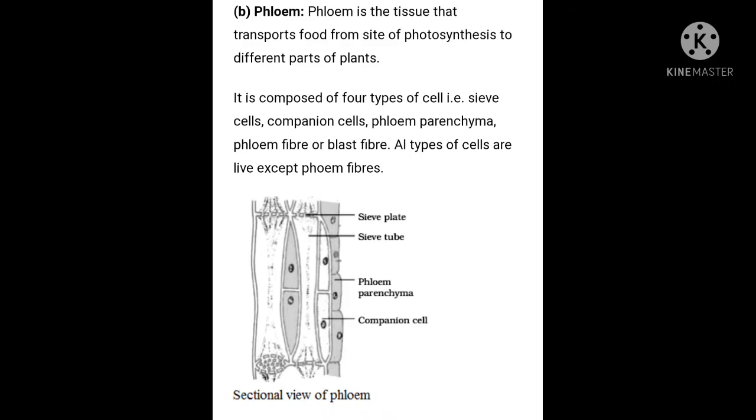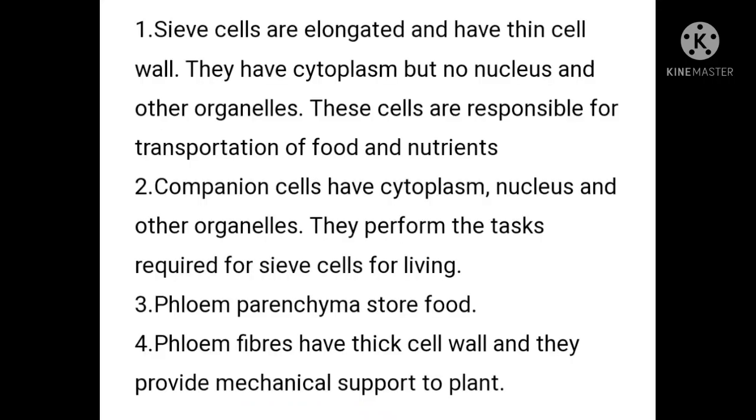So this is the sectional view of the phloem, which is also given in your textbook. We have seen the sieve plate, the sieve tube, and just outside the sieve tube the companion cells are present, and the outer layer of the phloem, that is the phloem parenchyma, is present. Now we will see the parts of the phloem one by one.